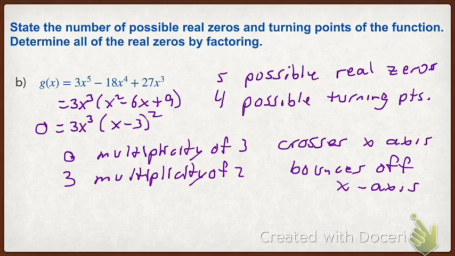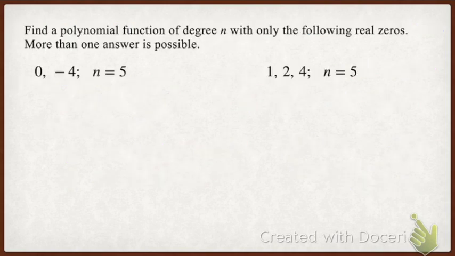All right, coming to the last portion of today's notes. So here, if I give you the solutions and degree, we want to be able to write the polynomial. So it says, find a polynomial function of degree n with only the following real zeros. More than one answer is possible, because you can write these all sorts of different ways. So we have 0 and we have -4 as our two solutions. And we have an exponent of 5 that we have to get when we multiply everything together. So our multiplicities have to add up to 5, but we only have two solutions. So what we have to do is figure out how to make this work. There's different ways to do it. I'm going to use the easiest one.